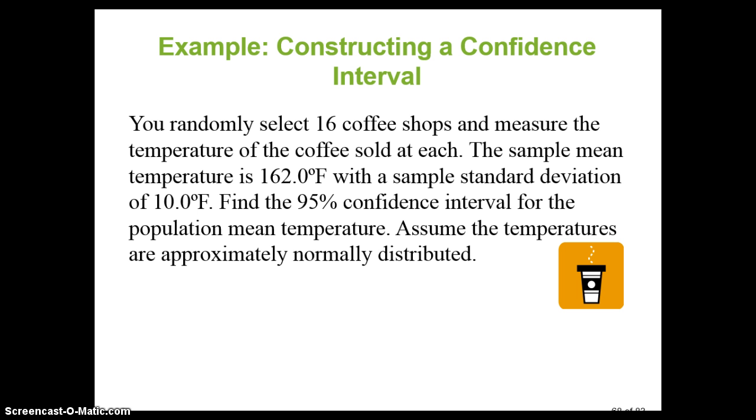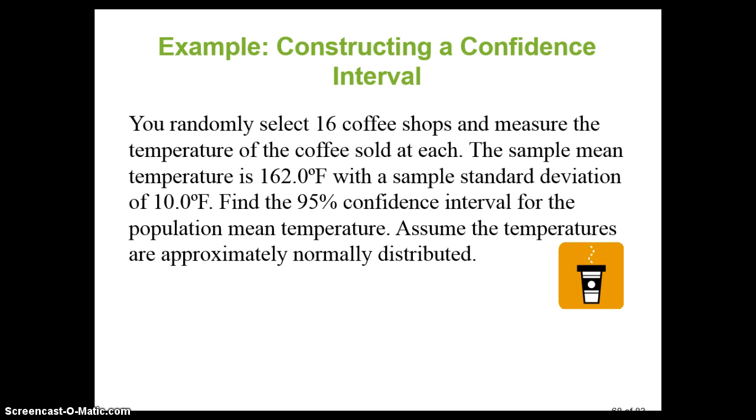You randomly select 16 coffee shops and measure the temperature of the coffee sold at each shop. The sample mean temperature is 162 degrees with a sample standard deviation of 10. Find the 95% confidence interval for the population mean temperature.